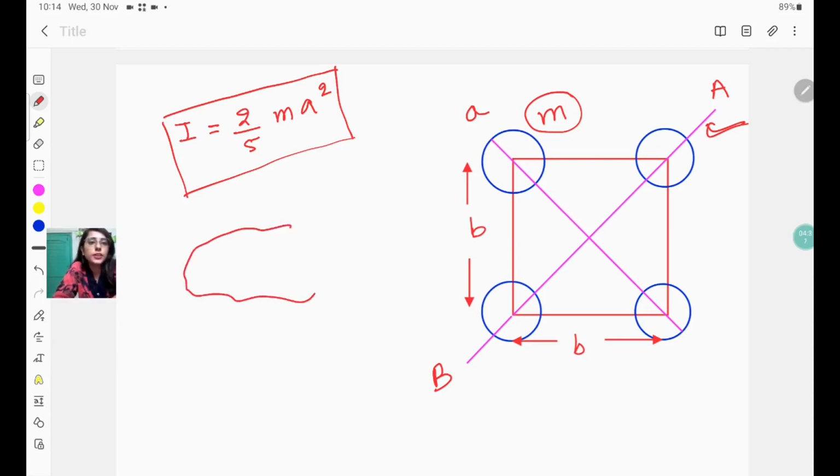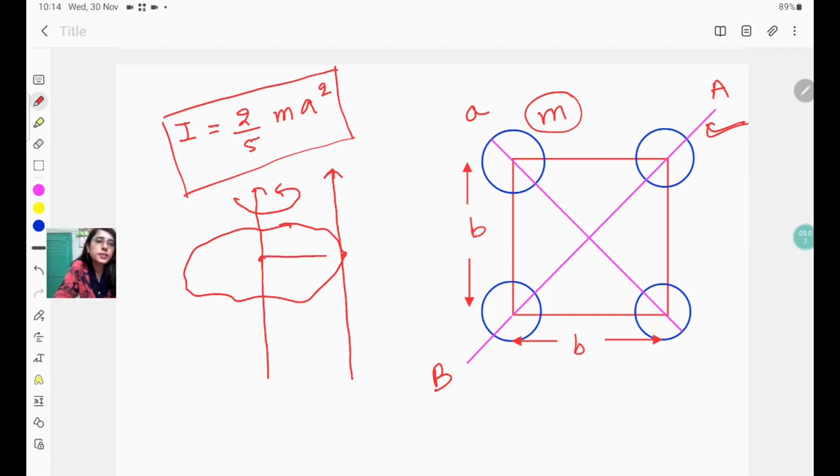Suppose I am drawing here a body, this one. This is the center of mass of this body, and the axis passing through the center of mass is this one, and the body is rotating this way. Now, we have to find the moment of inertia about this other axis. Okay, so how can we find that? Again, by applying the parallel axis theorem.